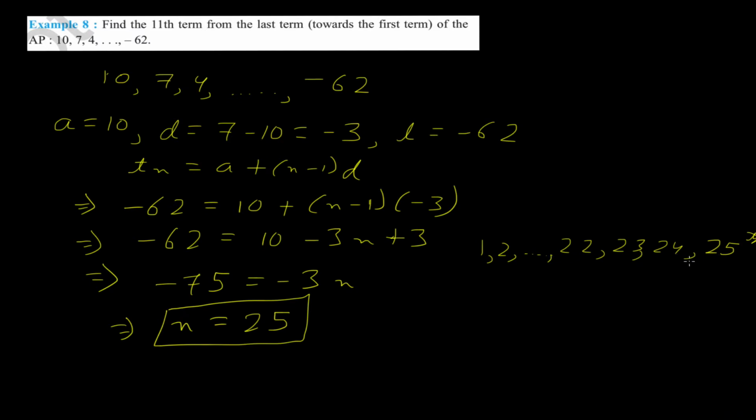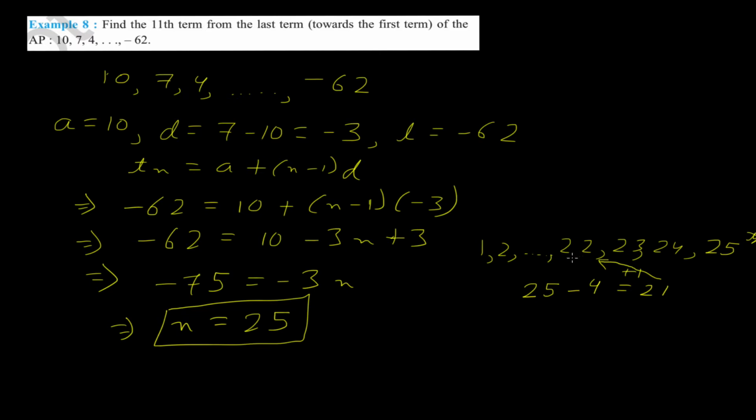Now let's say we were given to find the fourth term from the last. So which is the fourth term from the last? First, second, third, fourth is 22. So the way we find it is 25, that is the number of terms, minus 4, which is equal to 21, and then we add one more to it. So the thing here is that when we are subtracting 4 terms from 25, we are actually taking out the fourth term. So we need to add one more to get the fourth term.